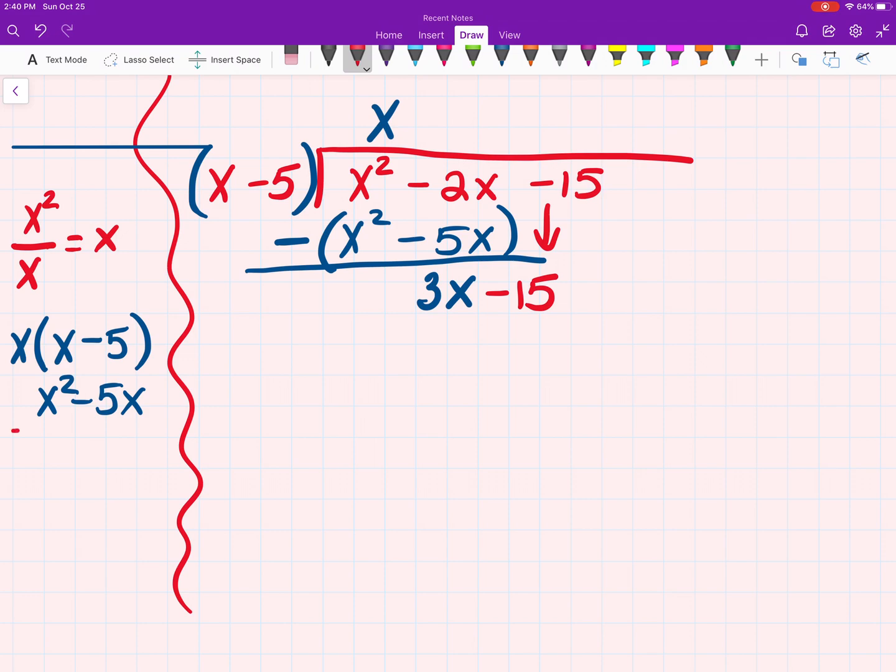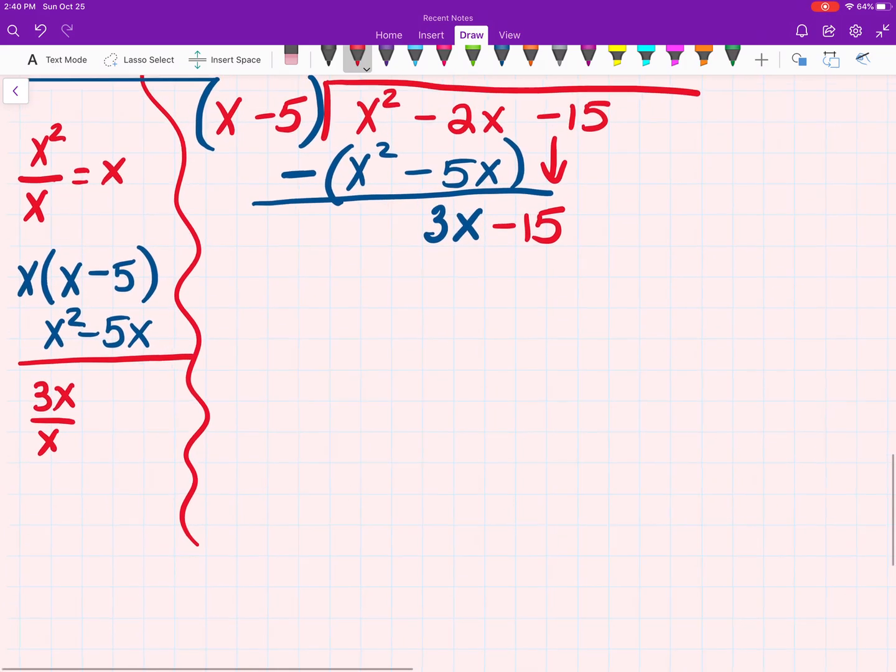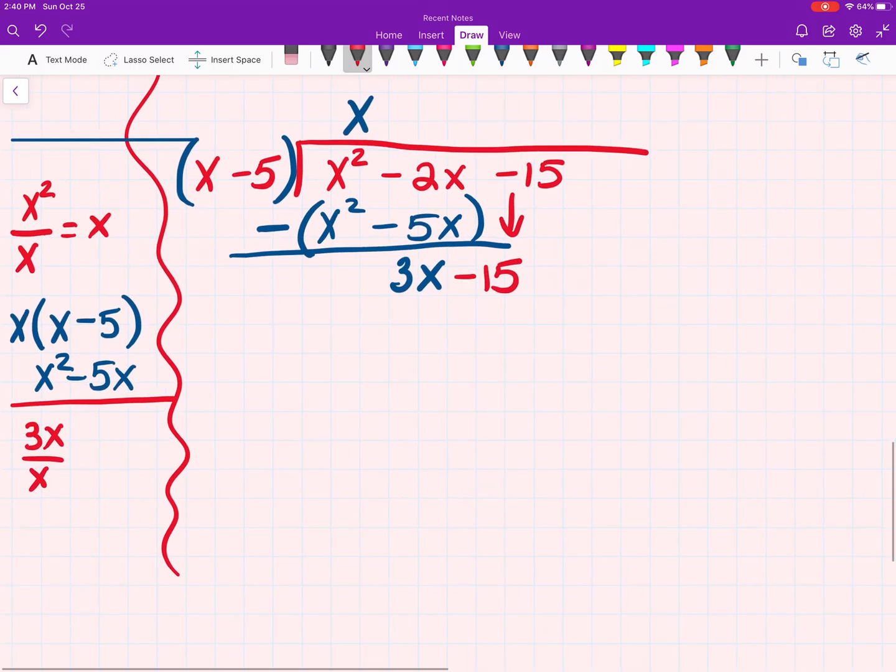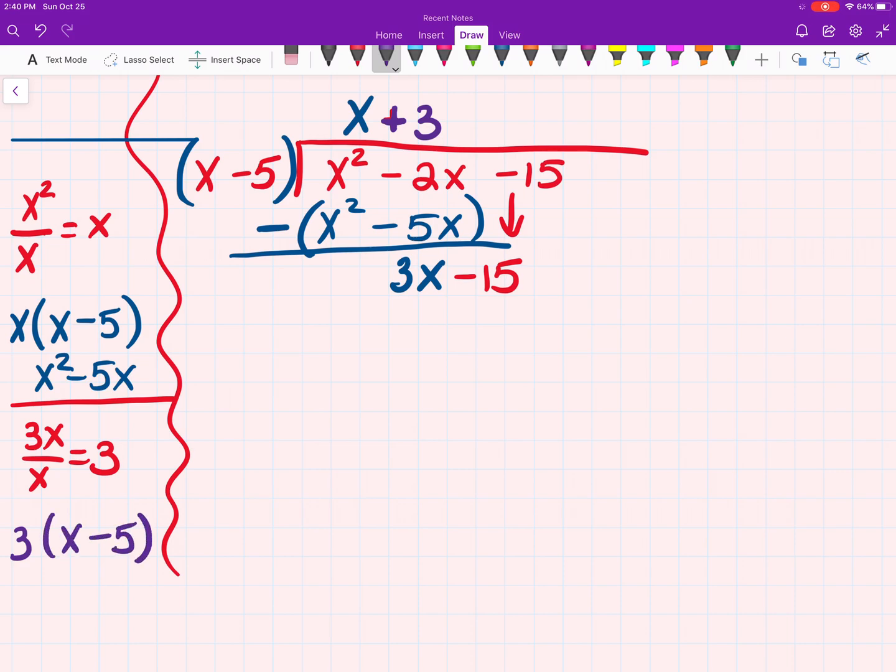Now again, we're going to figure out how many times does x divide into 3x. So we take the 3x and we're dividing it by x. Well, what does that give us? That gives us just a 3. So I'm going to put a plus 3 up here. And again, I'm going to take that plus 3 and multiply it by the whole x minus 5. So that's going to give me 3x minus 15.